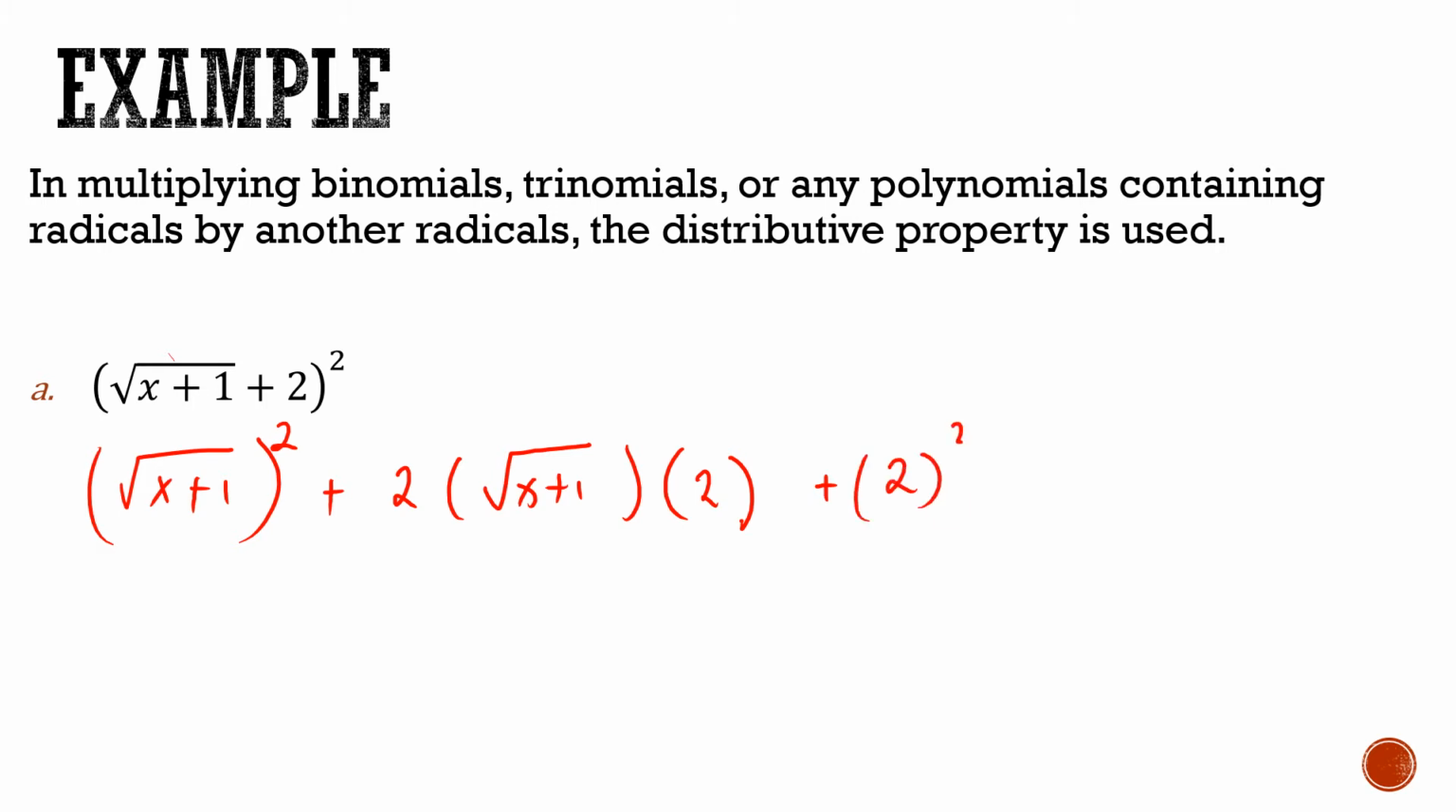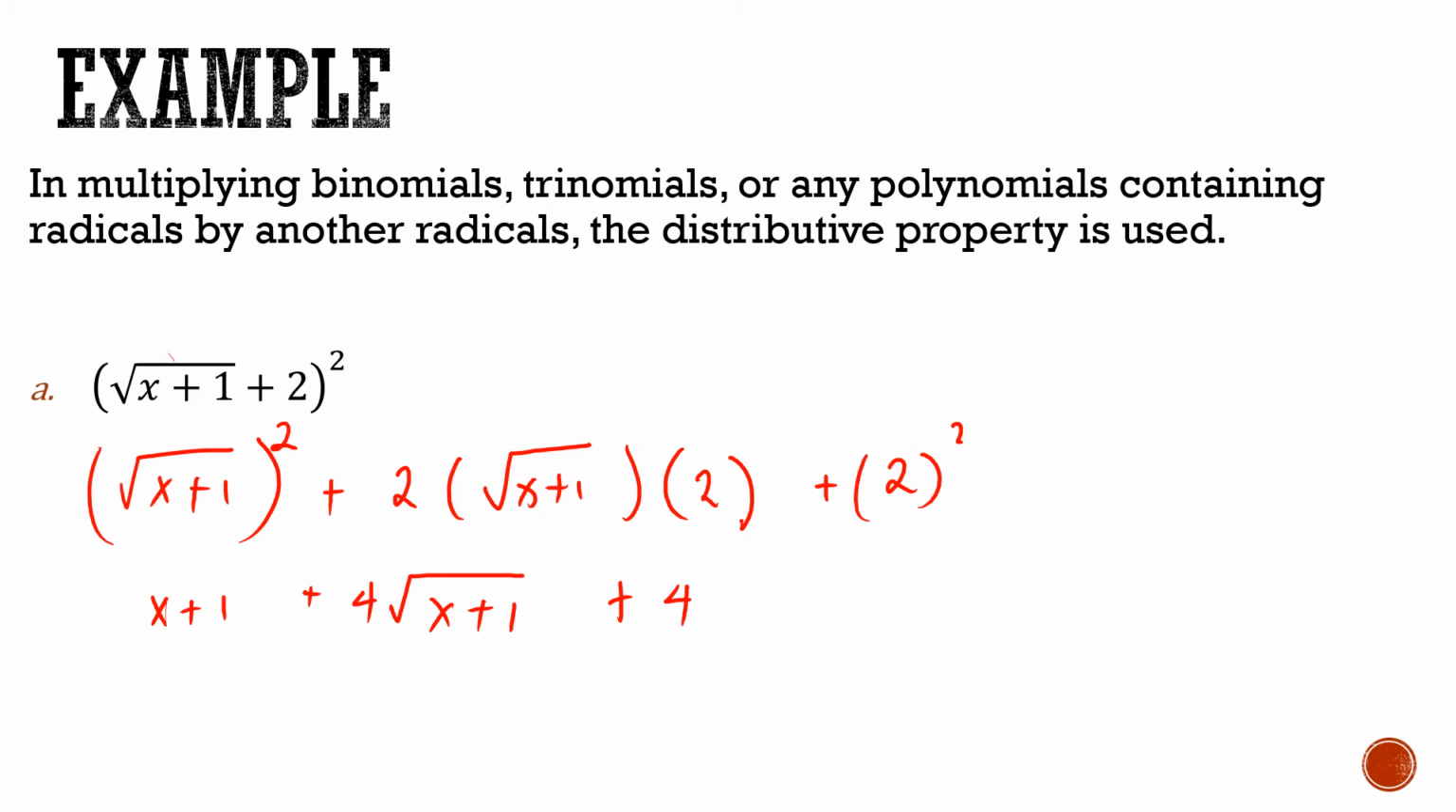Now simplify. So we got a radical raised by an exponent, so we'll cancel out the radical. So what's left is x plus 1. And then we got 2 times 2, we got 4. So this is 4 times the square root of x plus 1. And then we got 2 squared, that is plus 4.